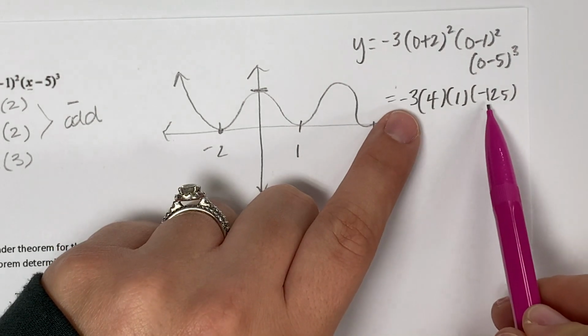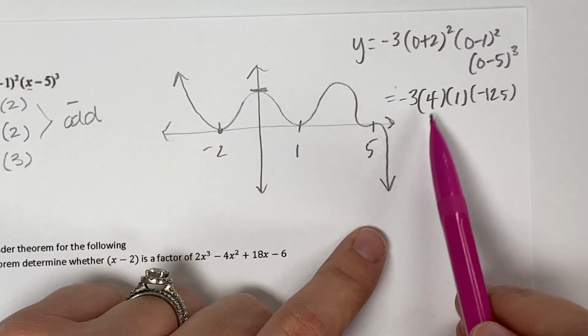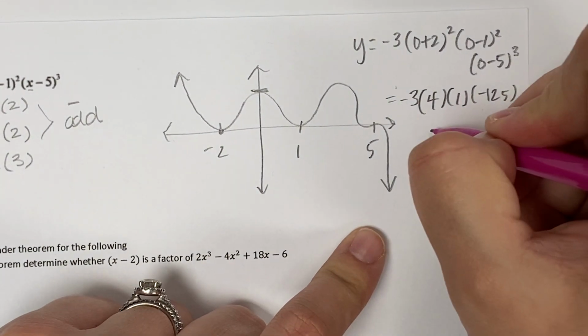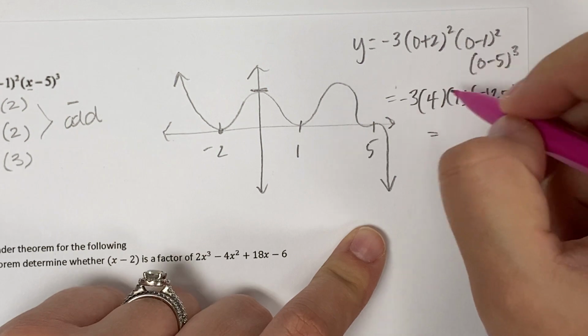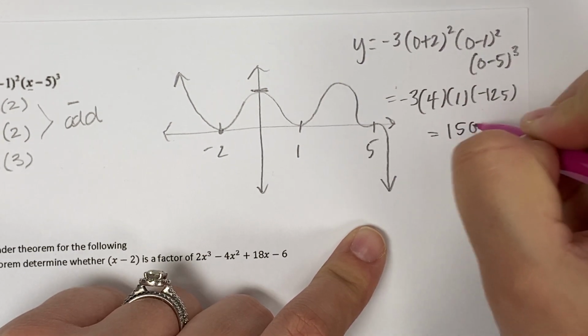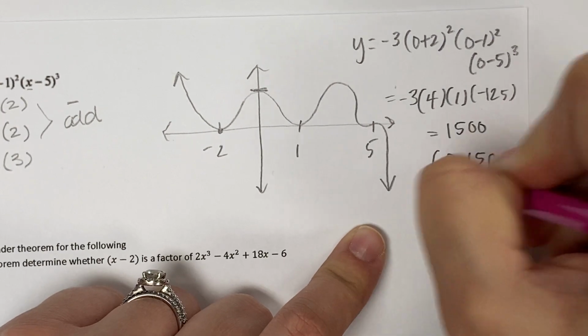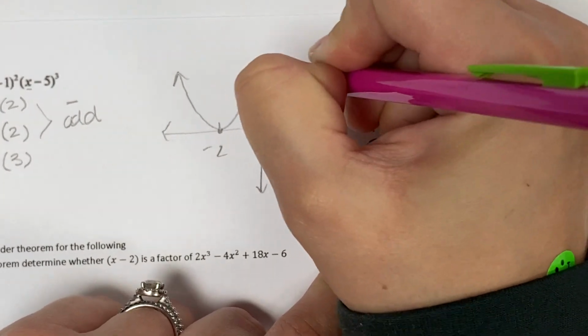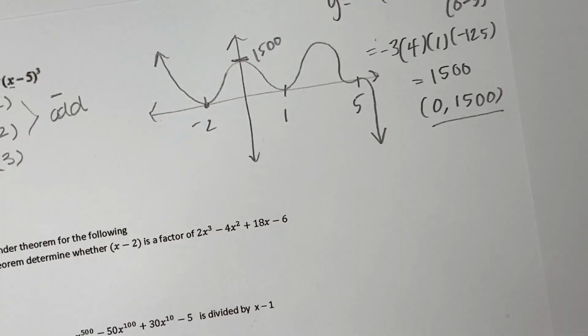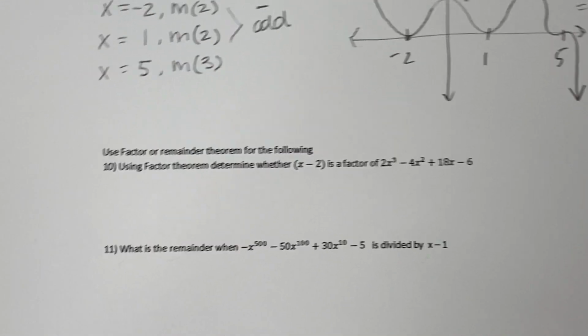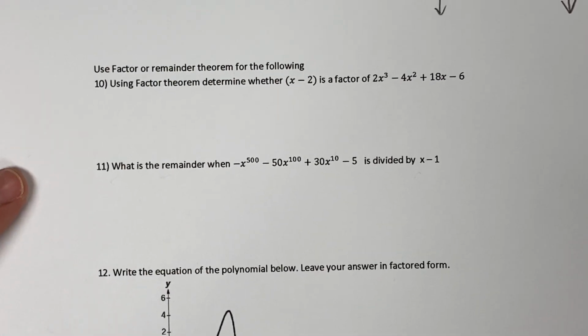Okay, 2 negatives will make a positive. 3 times 4 is 12. 12 times 125 is 1,500. Wow, okay. So my y-intercept is at (0, 1,500). Good thing this is a sketch. Yay! All right, on to remainder and factor theorem.